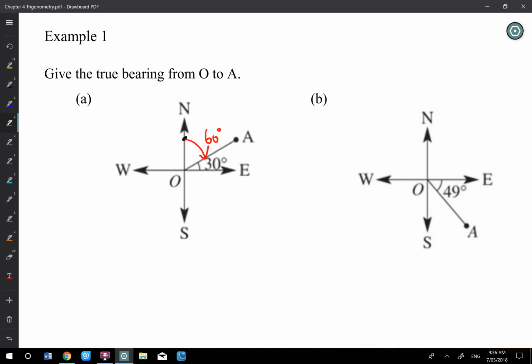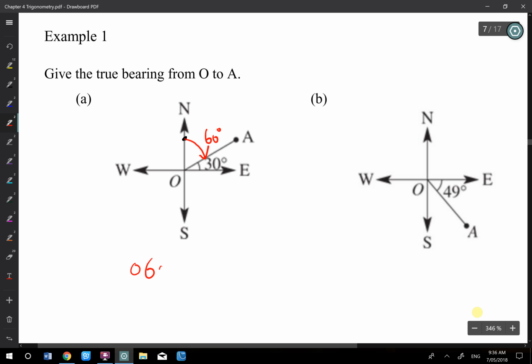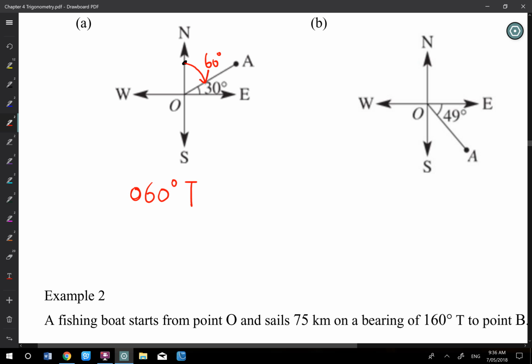So we say that's 060 degrees T. 3 digits and the T at the back.